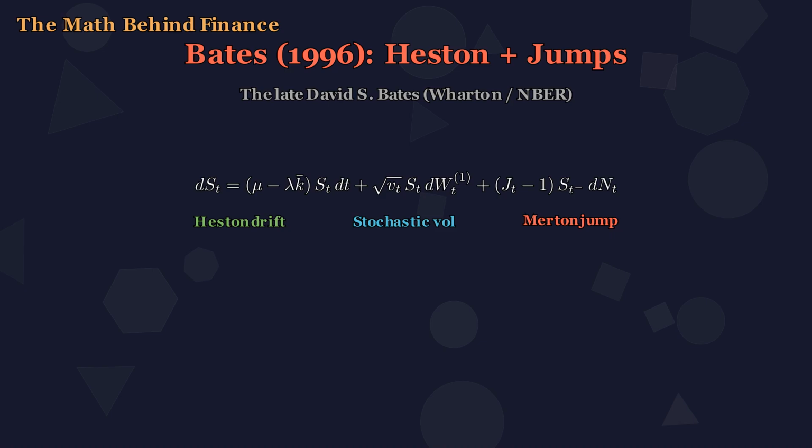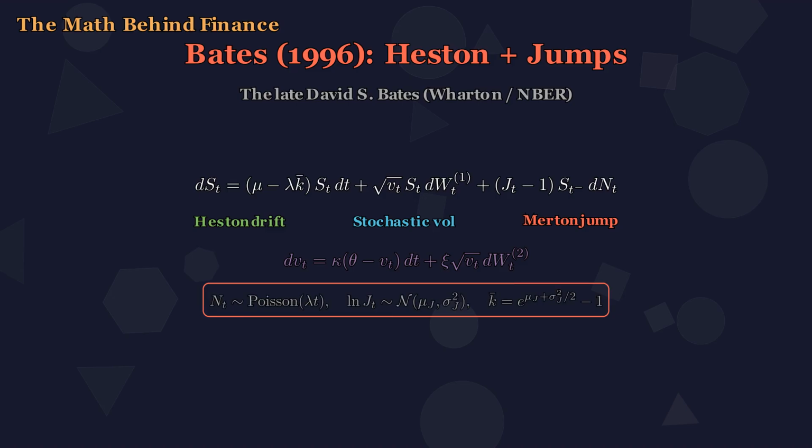N is a Poisson process with intensity lambda. Each jump size j is drawn from a log-normal distribution. The variance SDE is unchanged. It is still the CIR process from Heston. The jump specification adds 3 new parameters: lambda, the jump frequency; mu j, the mean jump size; and sigma j, the jump volatility. The compensator k-bar ensures the drift remains fair.